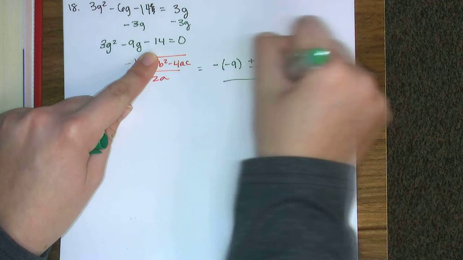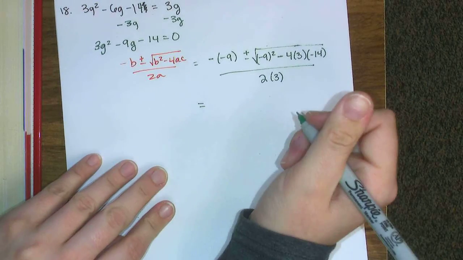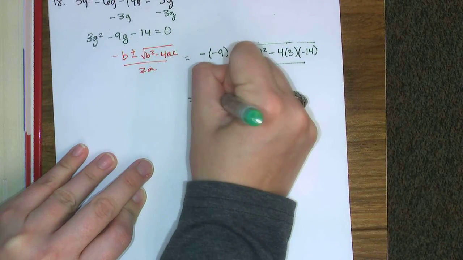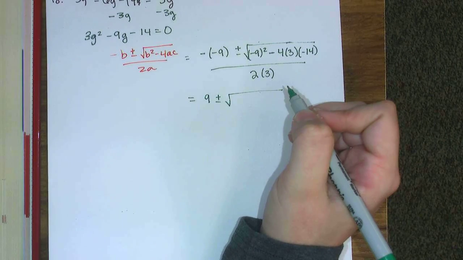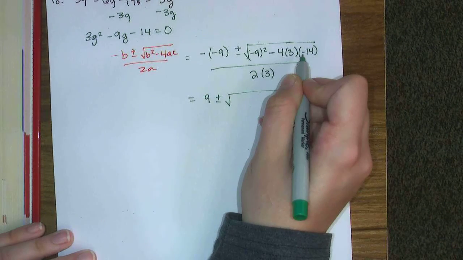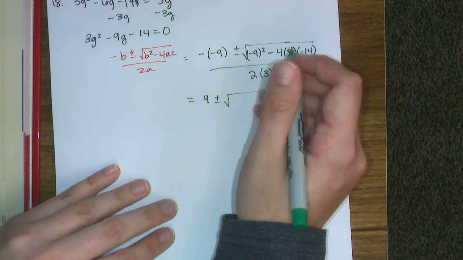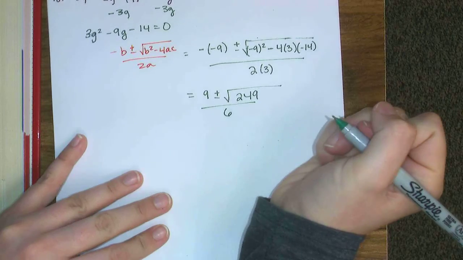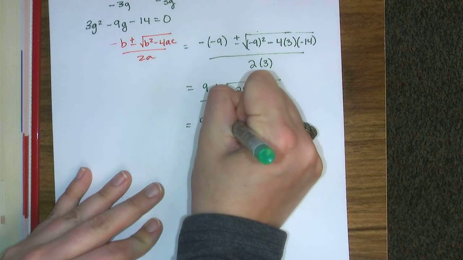So I'm just going to run through this math pretty quick. Negative times negative, positive 9 plus or minus the square root of 9 squared is 81. And then 14 times 4 times 3, those become positive, is 168. So plus 81 is the square root of 249, all over 2 times 3 is 6. So that gives me 9 plus the square root of 249 over 6, and 9 minus the square root of 249 over 6.